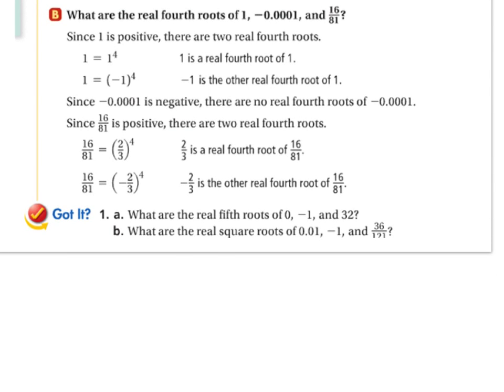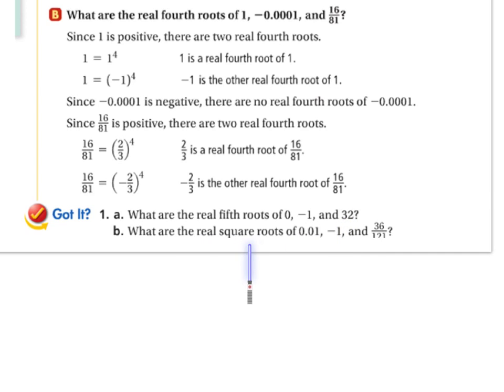Then a couple questions at the bottom, talking real fifth roots for 0, negative 1, and 32. So what number can I multiply by itself 5 times to get 0? Well, the only answer there is 0. What number can I multiply by itself 5 times to get negative 1? Well, that would be negative 1. And what number can I multiply by itself 5 times to get 32? That would actually be 2. So 2 to the 5th power is 32.